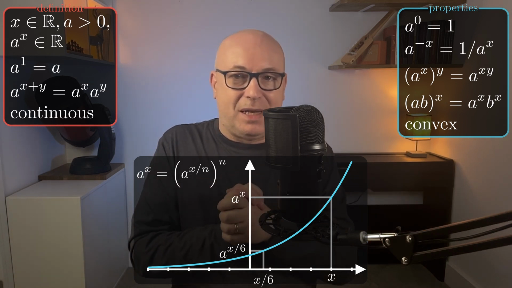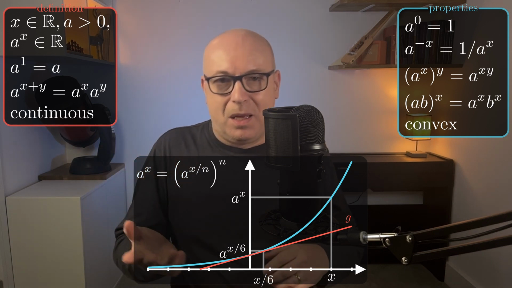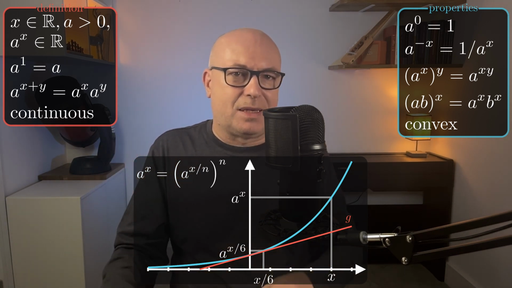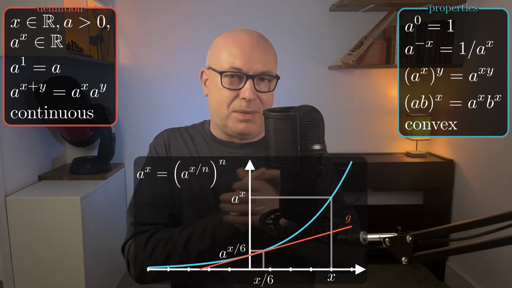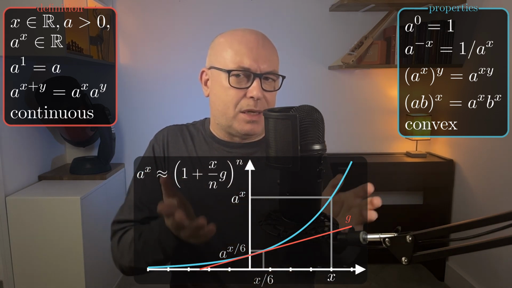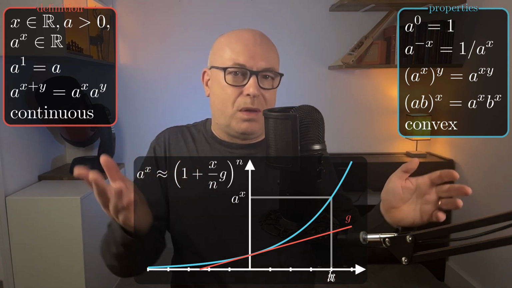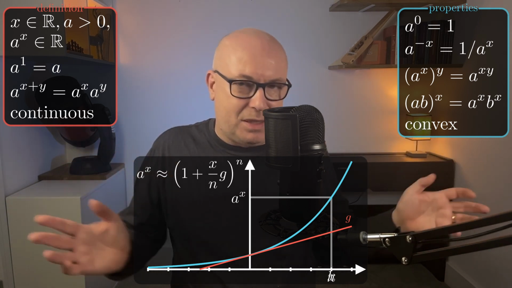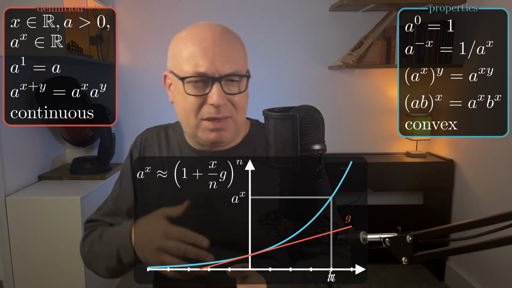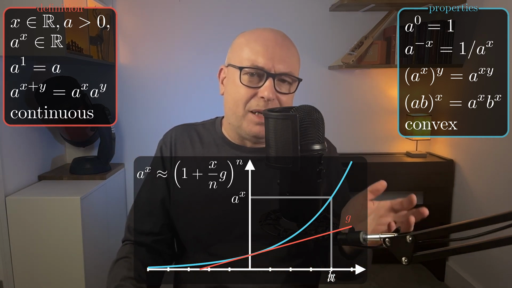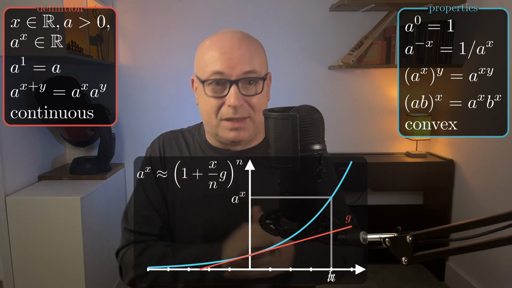In fact, let's use a linear approximation to the curve near 0. So a to the x is approximately 1 plus a constant g times x. This means that a to the power of x over n is approximately 1 plus x over n times g, giving an approximation for a to the x of 1 plus x over n times g raised to the power of n. But does a good linear approximation near 0 like this really exist? Okay, well it does if the curve is differentiable there, in which case g is just its gradient at 0.